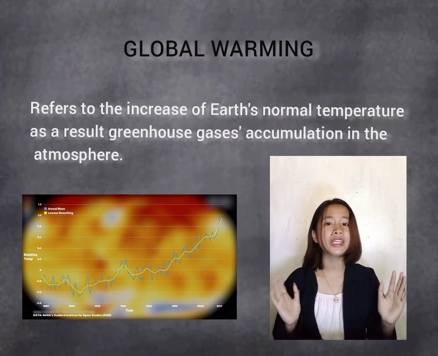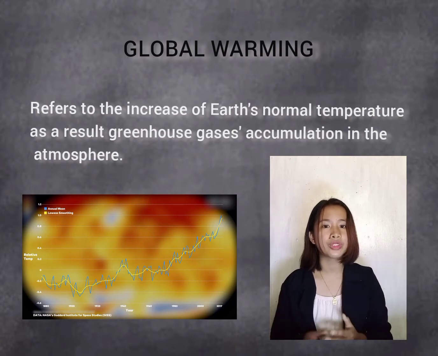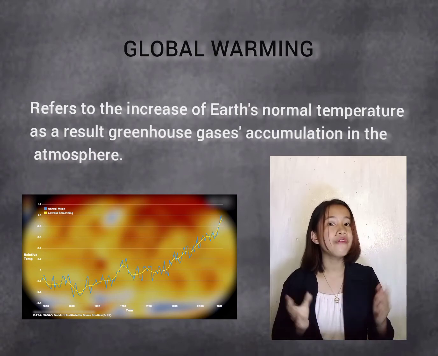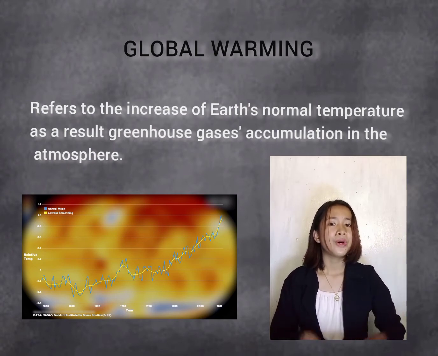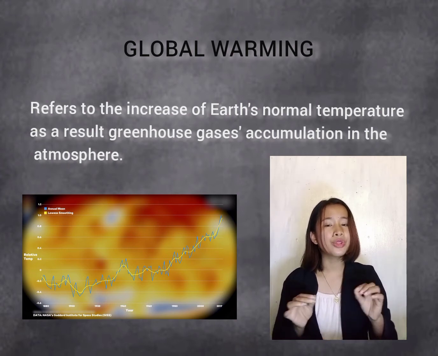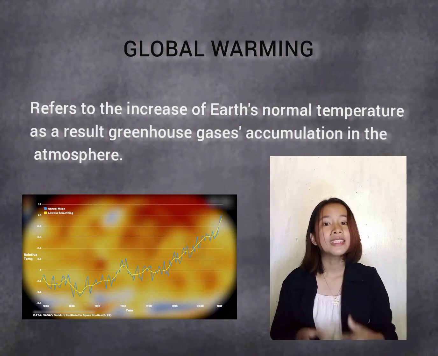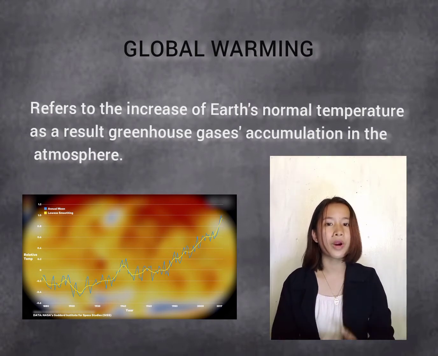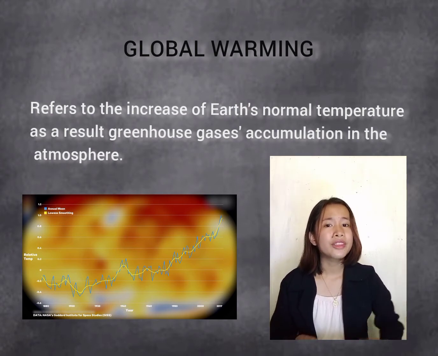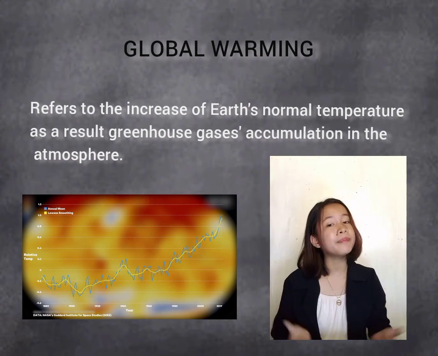Humans are increasingly influencing climate change and Earth's temperature by burning fossil fuels, cutting down forests, and farming livestock. This adds an enormous amount of greenhouse gases to those naturally occurring in the atmosphere, increasing the greenhouse effect and global warming. So that's why there is global warming on planet Earth.